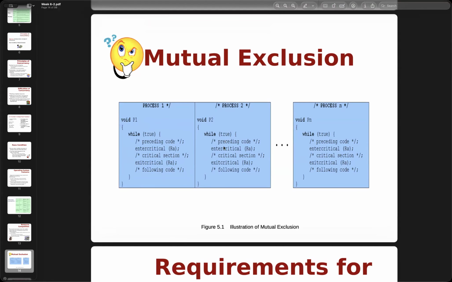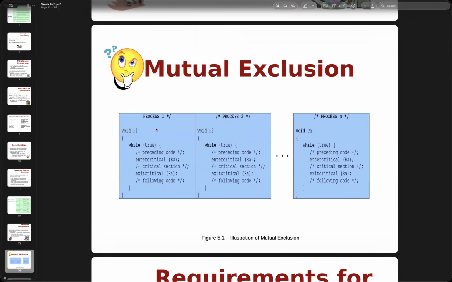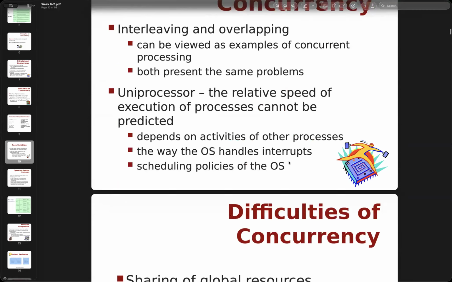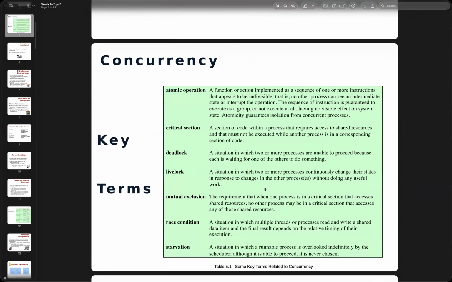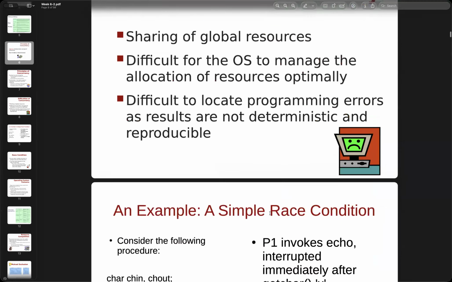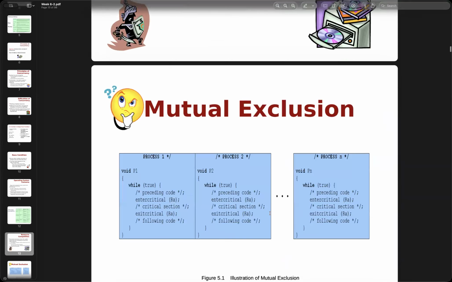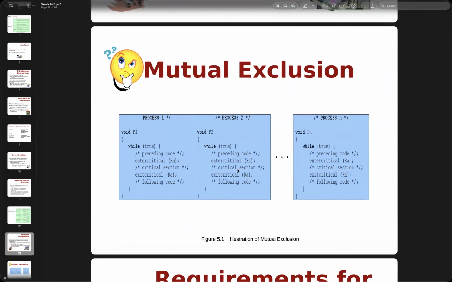All the processes are identical here. Then how can we make sure of mutual exclusion? If you don't yet remember what mutual exclusion is, just recall: it's the critical section, making sure only one process enters the critical section to access the shared resource. That means we have some shared resource, and only one process can enter and access it. So here you see that we have all the critical sections.